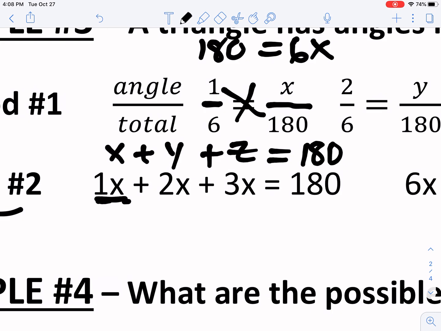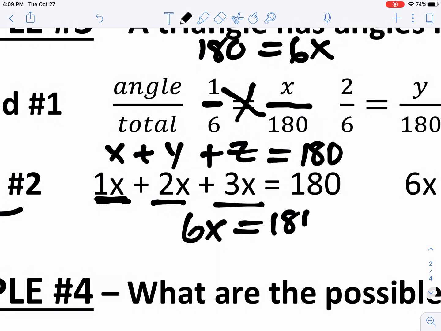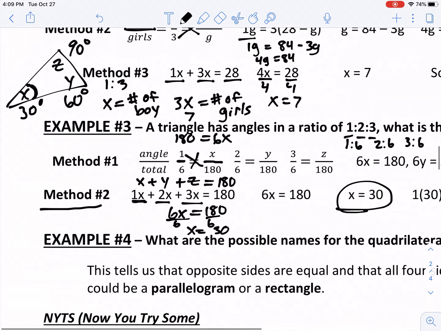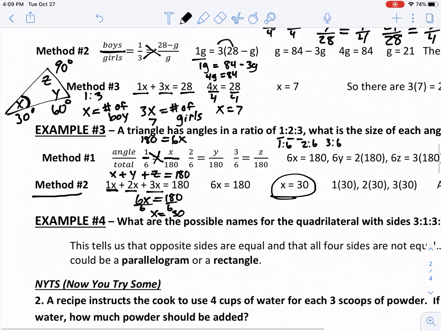So we can think of it as 1x plus 2x plus 3x. 1 part plus the 2 parts x plus 3 parts x equals 180. Well, again, we would solve and we get 6x equals 180. Divide by 6 and we get x equals 30. So we would still get the same answers. X would be 30, then twice as large would be 60, and 3 times as large would be 90. Okay, so we get the same answers there. So there are different ways we can work that question.